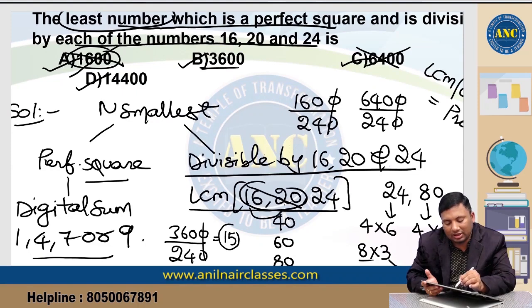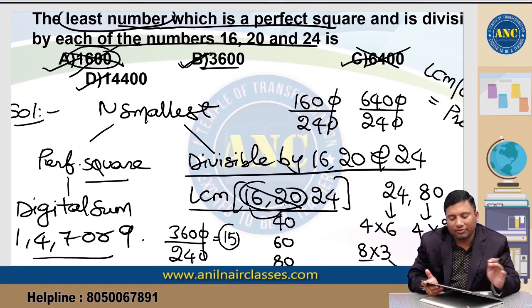Smallest number, it is nothing but 3600. This is the generic way. Best way is to check whether answer options are divisible by 16, 20 and 24. Now if you observe, 1600 is divisible by 16. 1600 is divisible by 20. 1600 is divisible by 24?